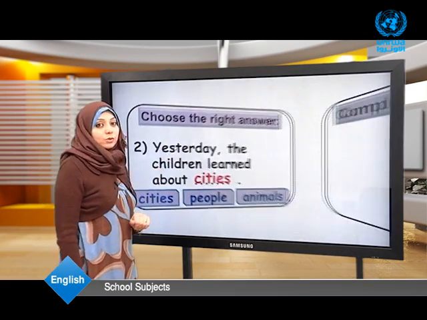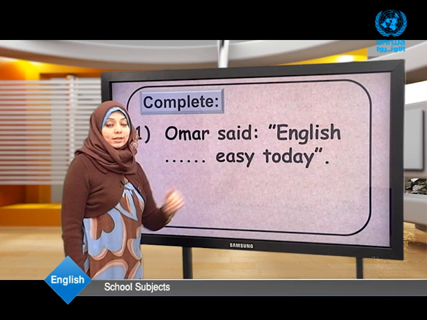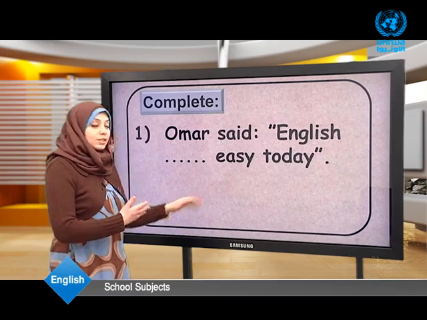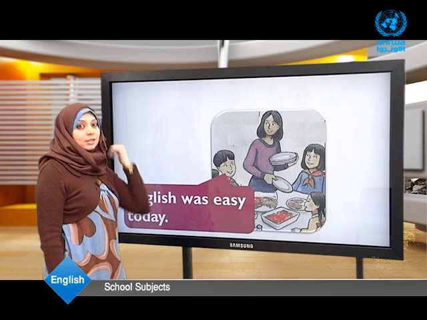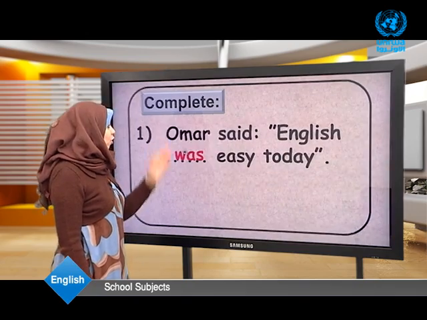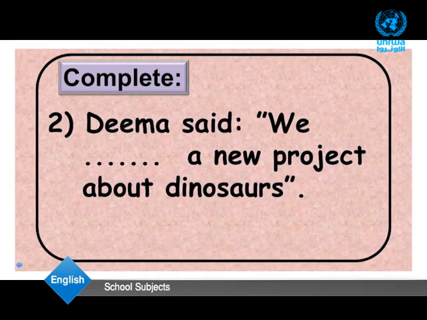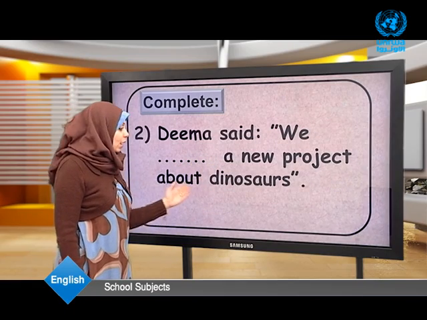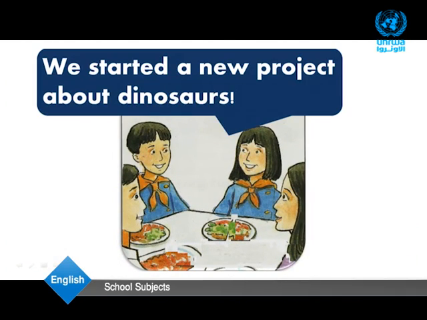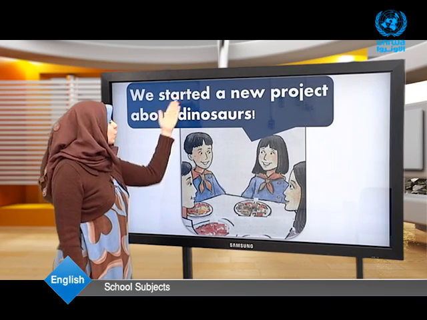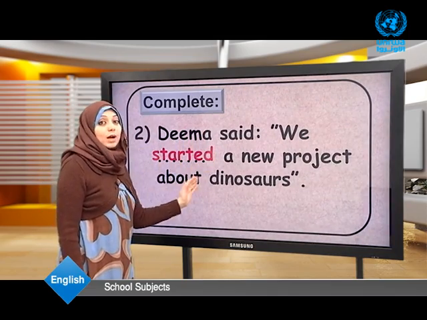Thank you. Now, dear students, we have this activity which is complete. Omar said, English, easy today. What did he say? Let's see. English was easy today. Thank you very much. So, Omar said English was easy today. Number 2, let's see it. Dima said a new project about dinosaurs. Okay, we started a new project about dinosaurs. We started. So this is the correct verb. Dima said we started a new project about dinosaurs.